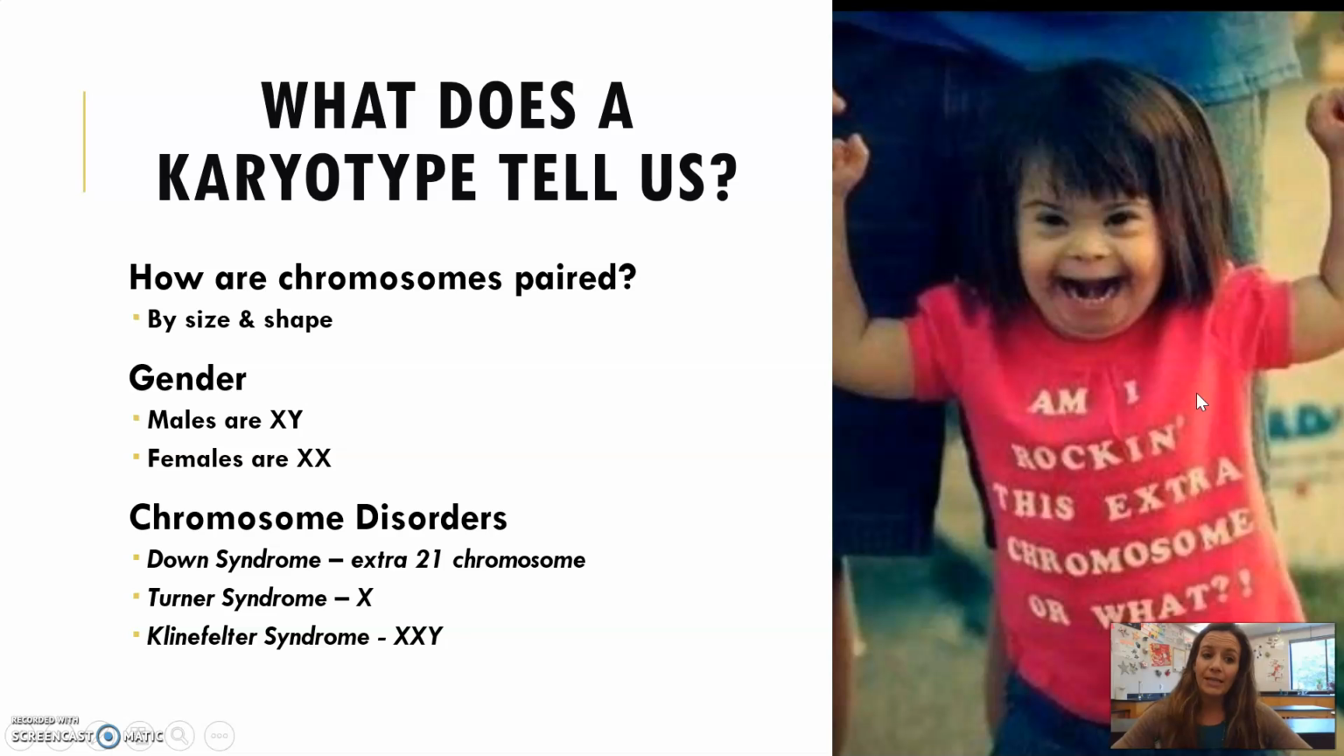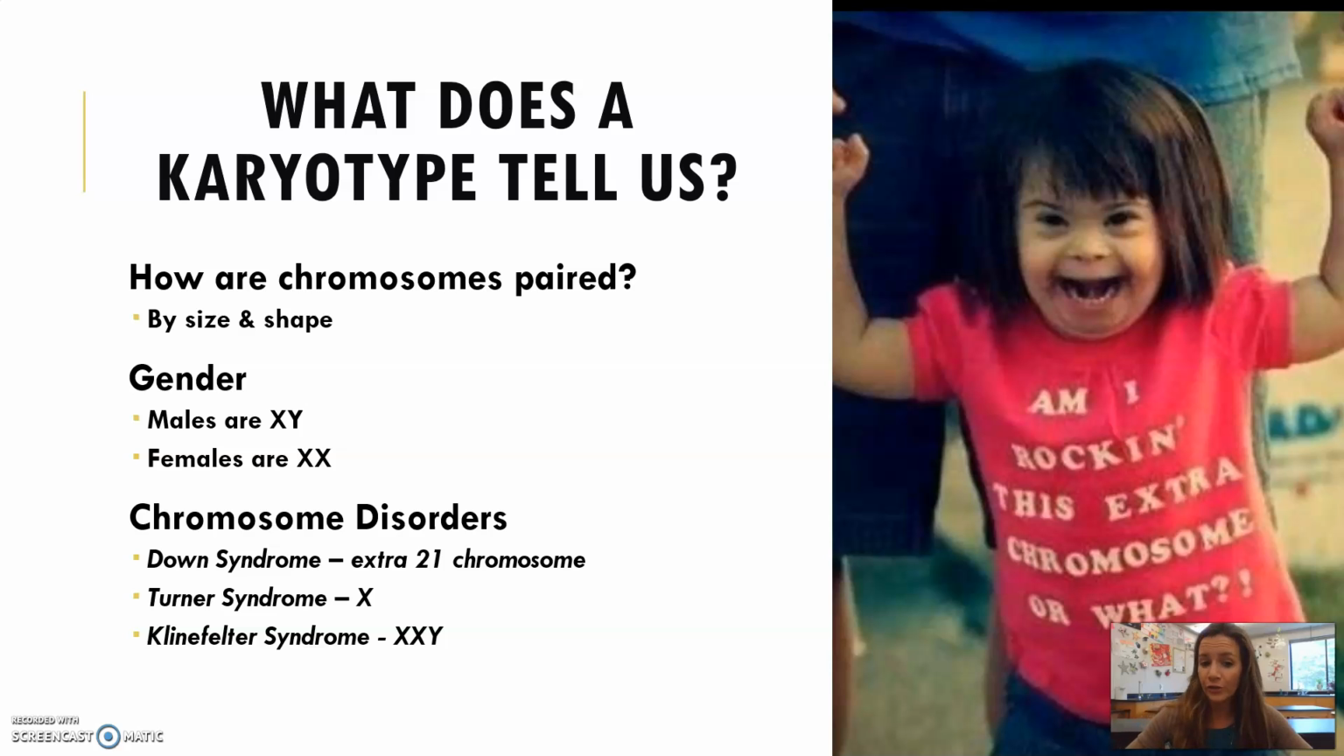So a karyotype, like I said, shows us how they're paired, but it also shows us gender. So males are XY, females are XX. Also, karyotypes can show us chromosome disorders. So Down syndrome, for example, you have an extra 21st chromosome, like our cute little girl over here, right? Her shirt says, "Am I rocking this extra chromosome?" So she has an extra 21.